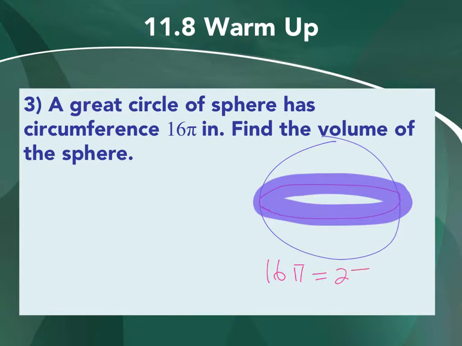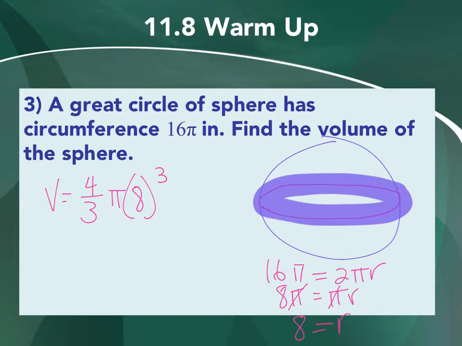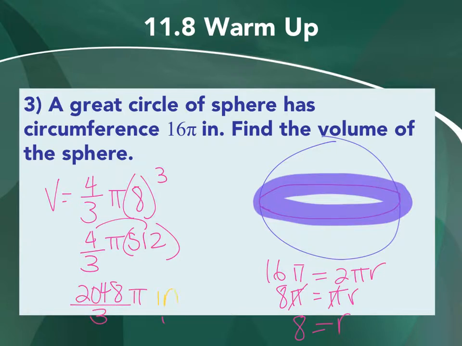So this is 2 pi r. Divide by 2, I get 8 pi equals pi r. Divide by pi, and I get that r is 8. And then volume is just 4/3 pi 8 cubed. So 8 cubed, 512. 5 plus 1 is 6, plus 2 is 8, not divisible by 3, so I'm going to multiply the 4 times it. And I would leave it over 3 inches cubed.